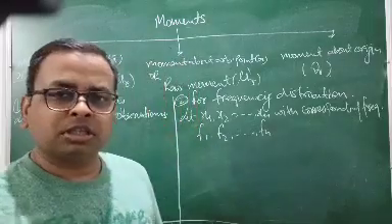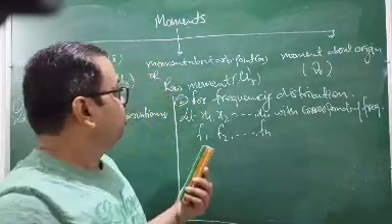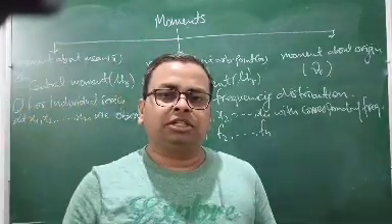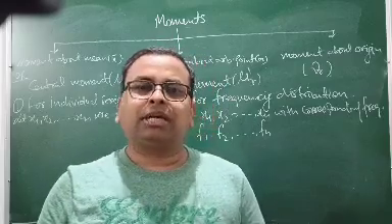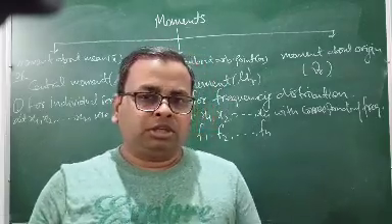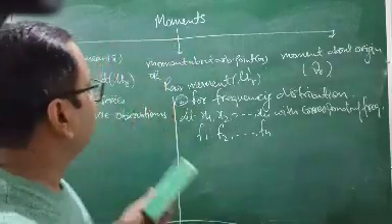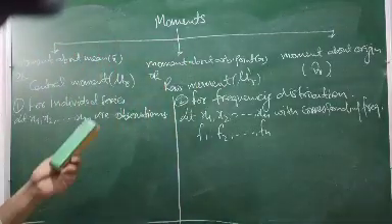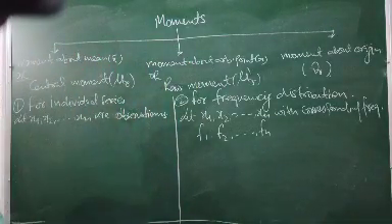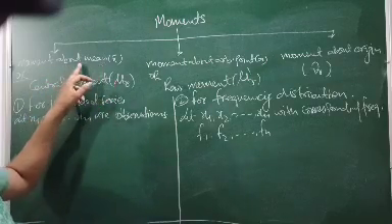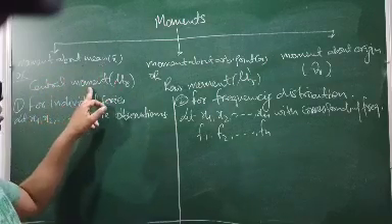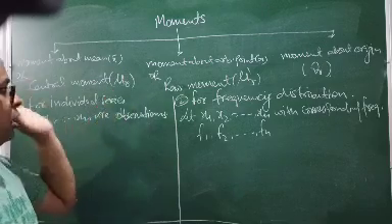Today we will discuss moments. Basically, moments are statistical tools to measure the characteristics of the given data. So, basically, moments are of three types. Number one, moments about the mean, also known as central moments, denoted by mu r.